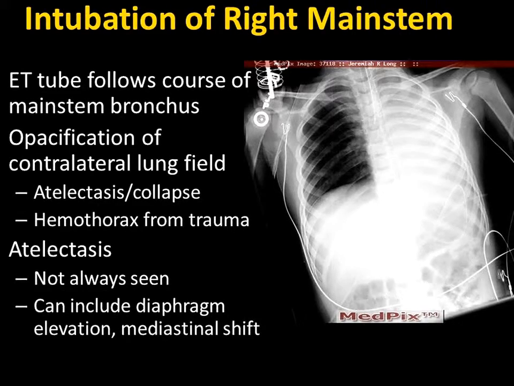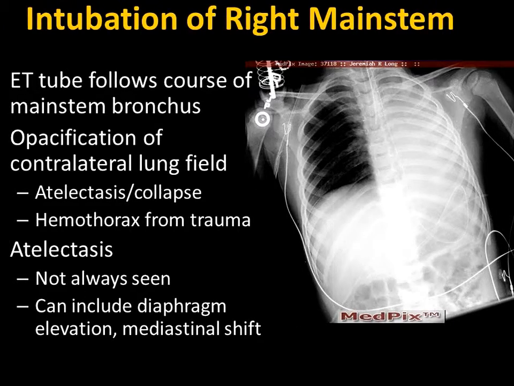In a right mainstem bronchus intubation, the ET tube will follow the course of the right mainstem, and we may see opacification of the contralateral lung field. That's due to atelectasis most likely, although in a case such as this, you'd have to be concerned for hemothorax due to trauma. In atelectasis, although not always seen, it can be seen in a mainstem bronchus intubation. It's due to collapse of the contralateral lung. You may also see elevation of that diaphragm, the contralateral diaphragm, and you can see mediastinal shift towards the collapsed lung.